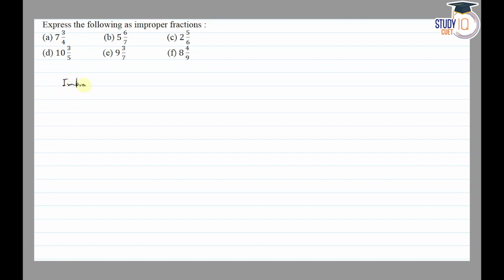So improper fraction का हमारे पास फॉर्मूला आ जाएगा: is equal to whole number into denominator plus numerator upon denominator.